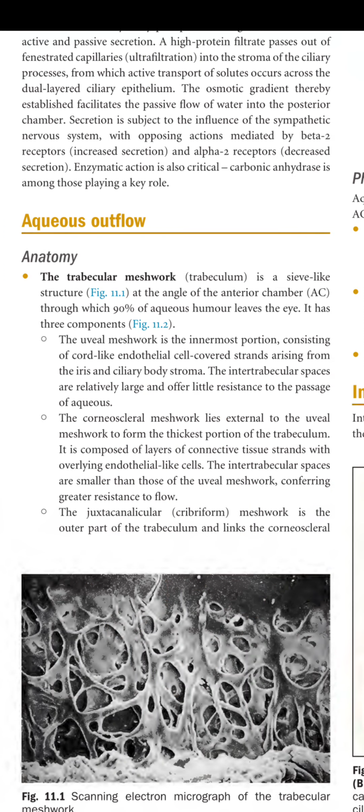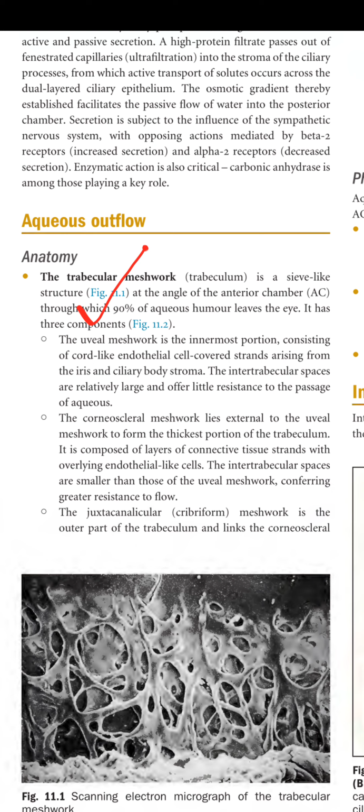Next is the corneoscleral meshwork that lies external to the uveal meshwork to form the thickest portion of the trabeculum. It is composed of layers of connective tissue strands with overlying endothelial-like cells. So it was considered endothelial cells, and now it is known to contain connective tissue as well. So it is offering more resistance. The intertrabecular spaces are smaller than those of the uveal meshwork, conferring greater resistance to the flow.